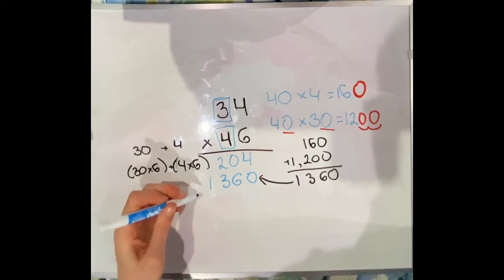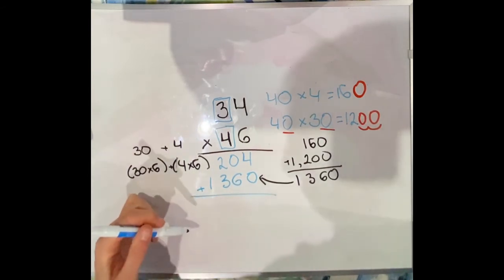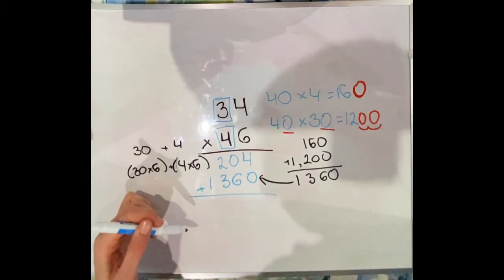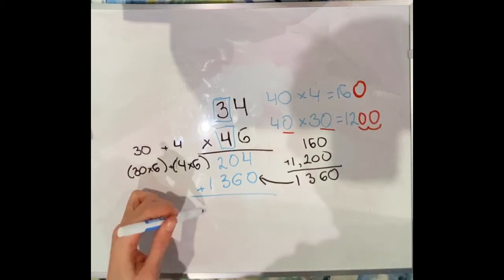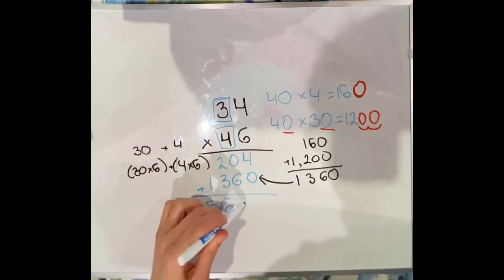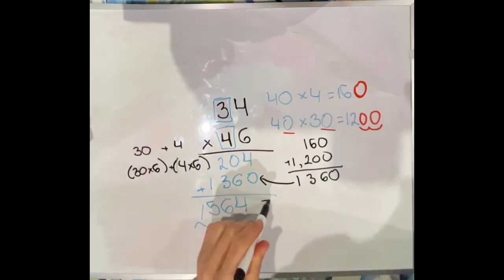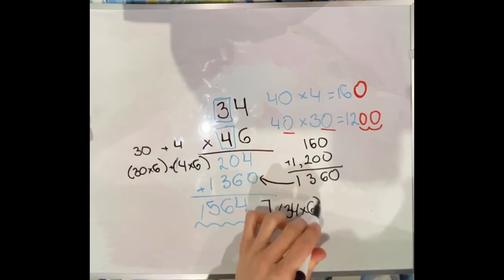We just solved for 34 times 6 and 34 times 40, and we know that 40 plus 6 equals 46, so now we can say that 34 times 6 plus 34 times 40 equals 204 plus 1,360 equals 1,564.